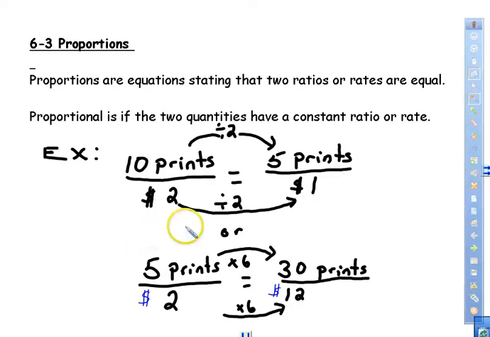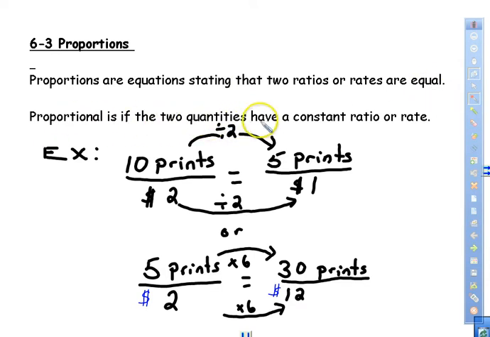All right, good afternoon. We are on section 6.3, proportions. Go ahead and hit pause and write these notes down. So go ahead and do that first. All right, we're talking about proportions, and they are equations stating that two ratios or rates are equal.